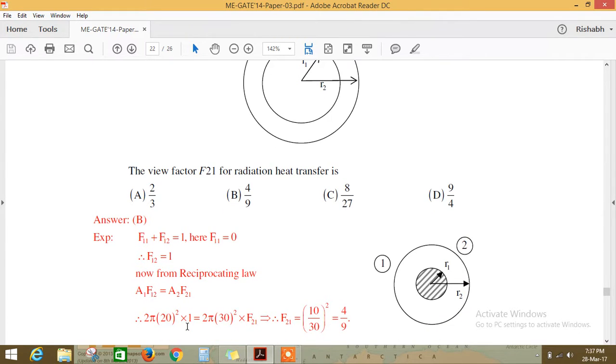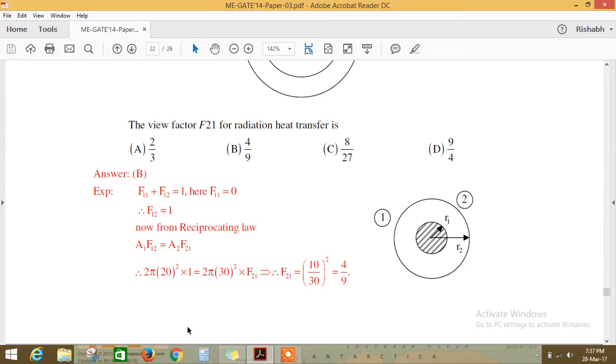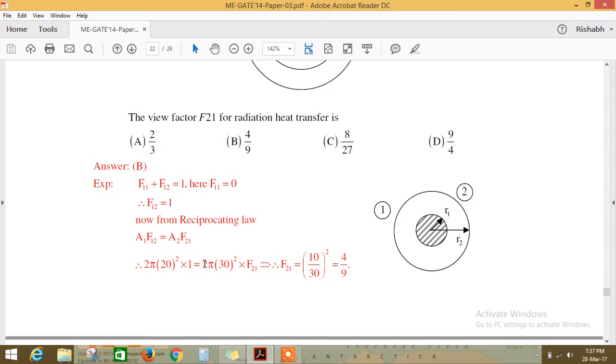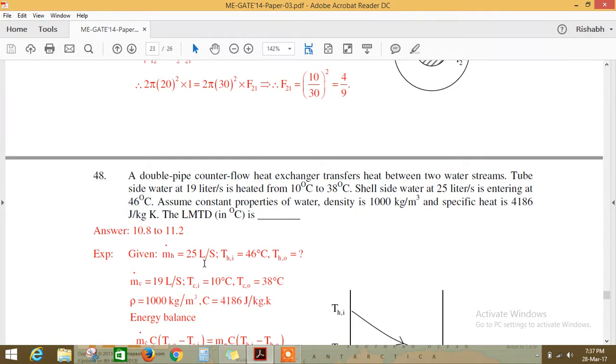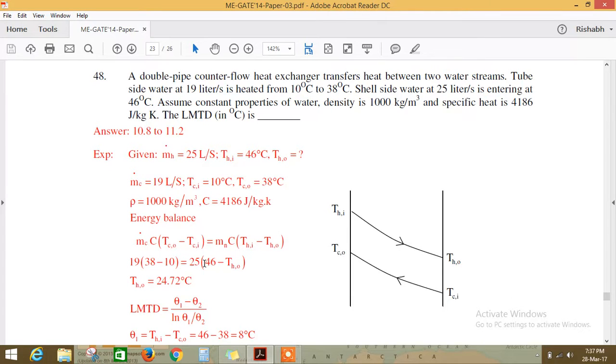Now you should know the surface area of the sphere and everything, and you will easily get F21. Now let's see the next question. This is a question from heat exchanger. A double pipe counterflow heat exchanger. Counterflow means both the fluids are flowing in opposite directions.